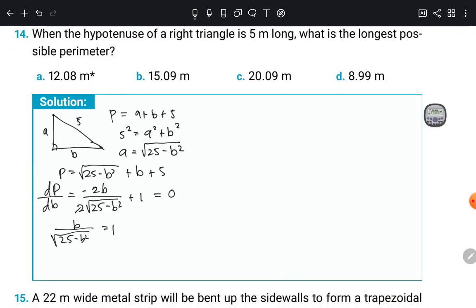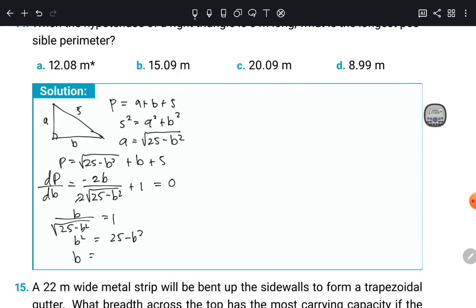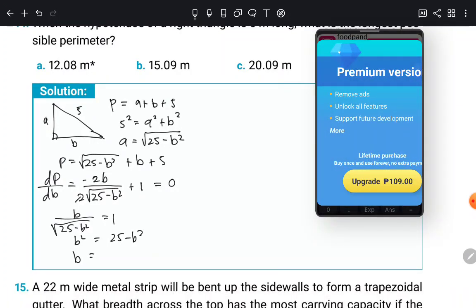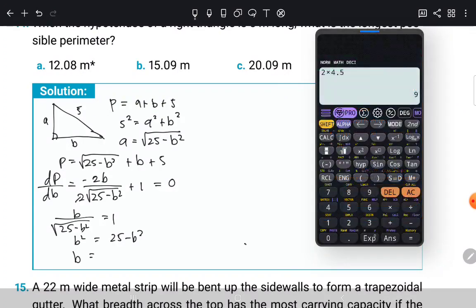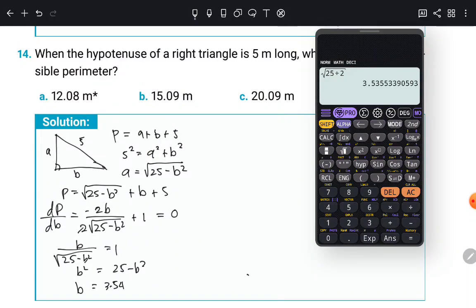And if we try to solve for B, we take the square, so B squared is equal to 25 minus B squared. Then solve for B. B squared plus B squared is 2B squared, equals 25, so B squared is 25 over 2. Take the square root of 25 all over 2. And B will be equal to 3.54.